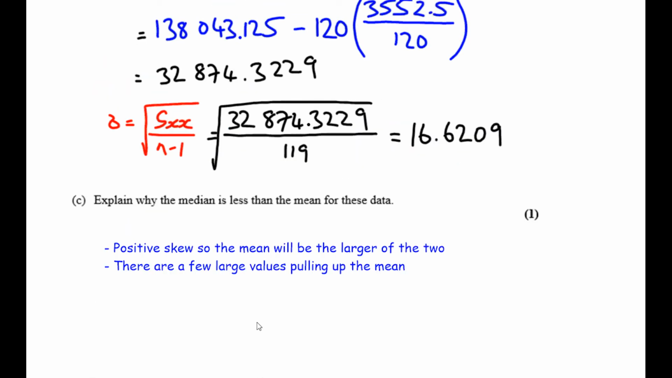Okay, so 2 reasons here. Positive skew, so the mean will be the larger of the 2. We have positive skew, which we can see from the values in the original diagram, which means the mean will be the larger of the 2. And secondly, which is a little bit more informal, there are a few large values pulling up the mean. Same as the definition of skew, but a little less formal.